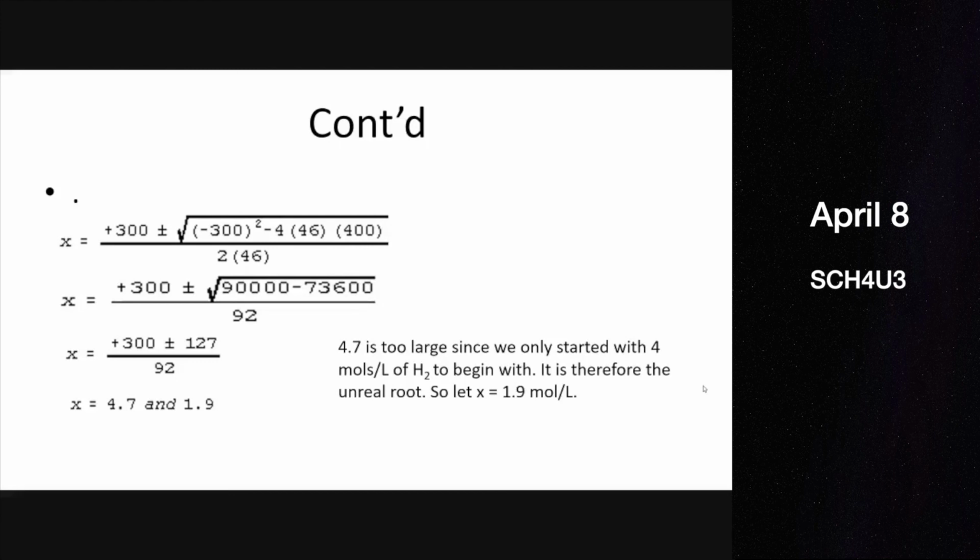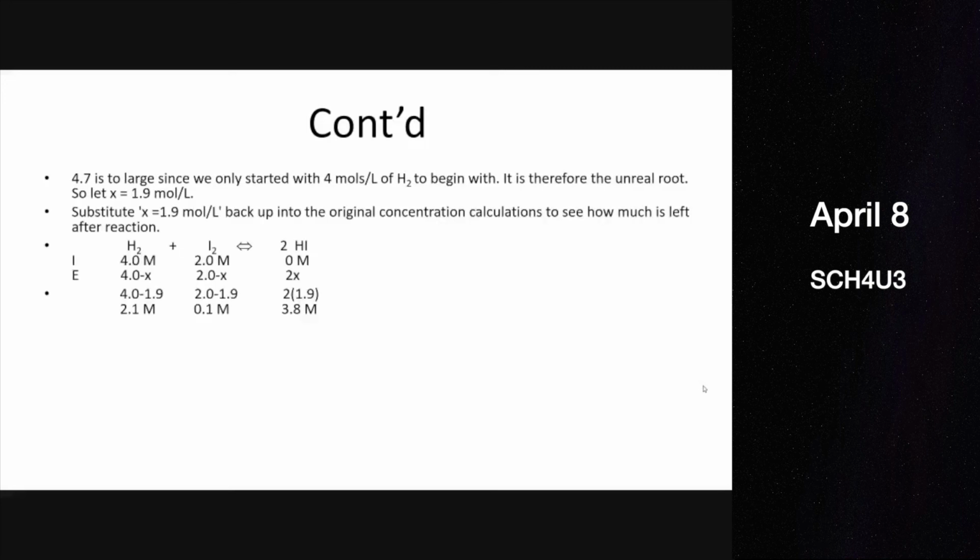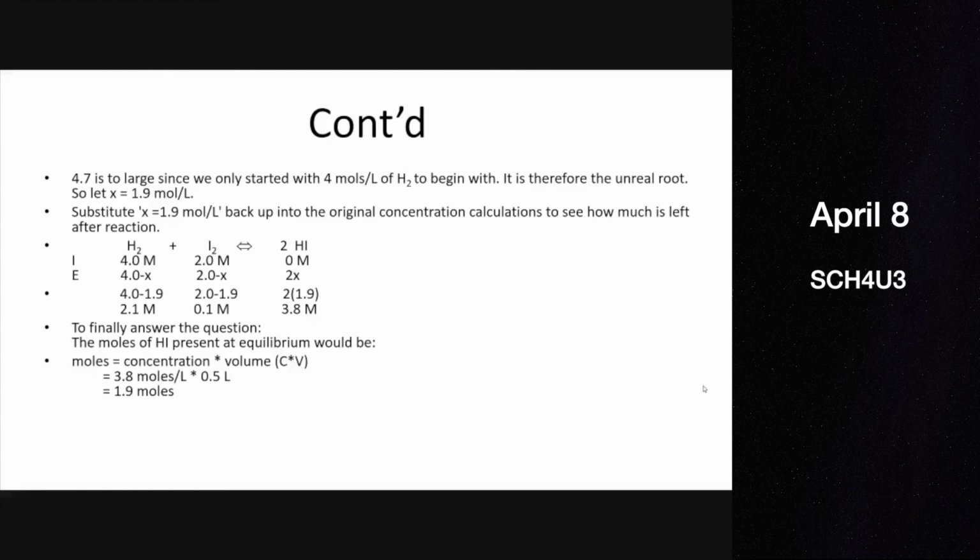We will go with the 1.9 because we started with 4 moles, so we cannot have more than what we started with. It would violate so many laws. Therefore, we have to find the final quantity in 0.5 liters, the actual volume, and the final answer should be 1.9 moles. See if you can get that.